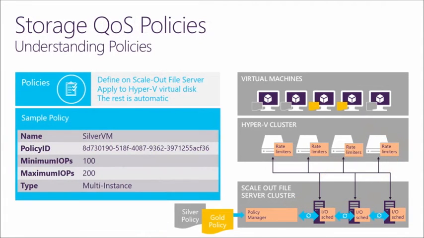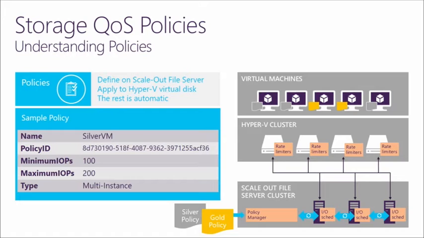So when we think about what a policy looks like, here's a sample policy. You'll see it's got a name and a policy ID, a GUID. But the key things here are minimum IOPS, maximum IOPS, and type. Minimum is self-explanatory. This VM will be guaranteed a minimum IOPS of, in this case, 100. Maximum IOPS is 200. So this is a silver VM policy that will apply to certain virtual machines, certain virtual hard disks, or certain groups of VMs. We can apply a gold policy. We can create as many policies as we want and apply them.